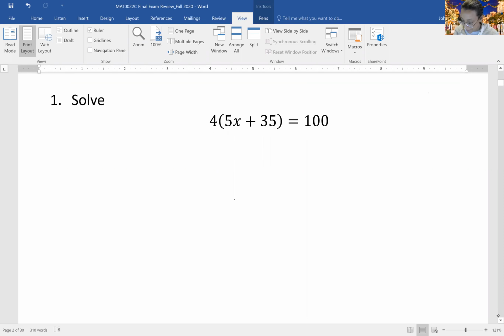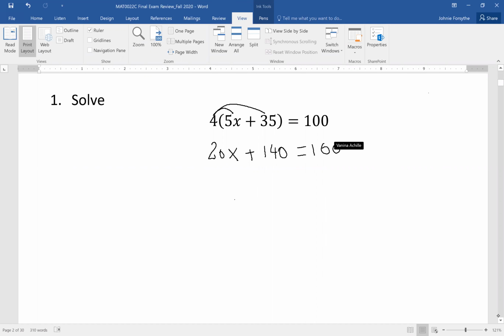Vanina, take it away. Okay, so the first step we're going to do here, we're going to get rid of parentheses by distributing this 4 into both the first and the second term. So for this one, we get 20x, and 35 times 4 is 140, equals 100. Now we need to isolate the x. So the first thing we're going to do is subtract 140 from both sides of the equal sign.